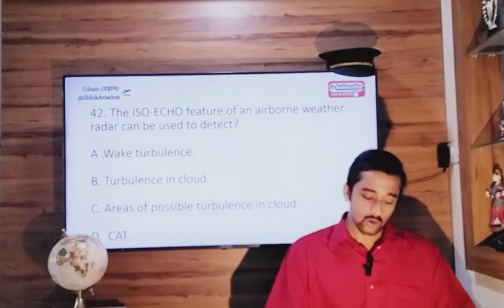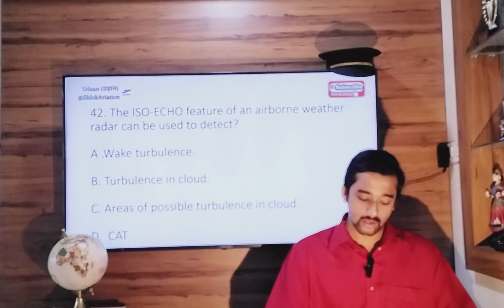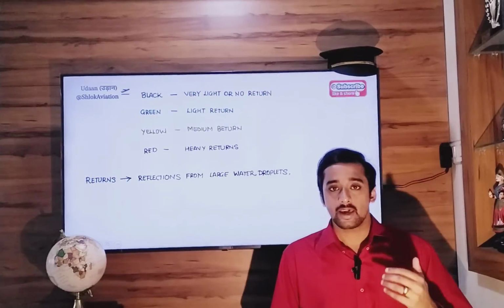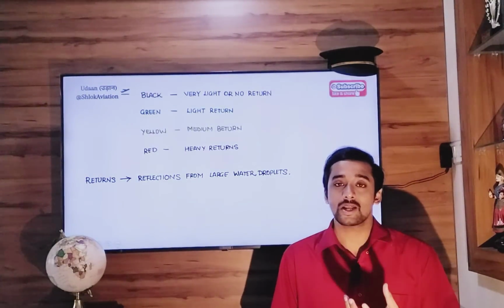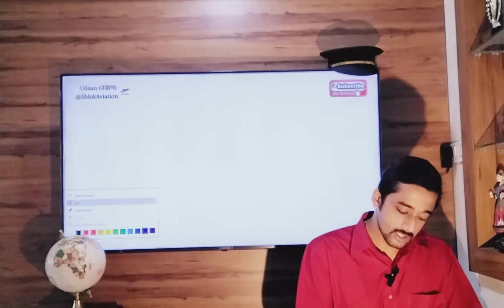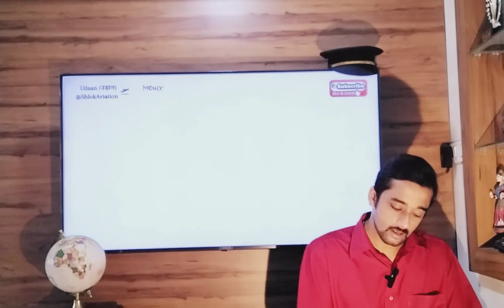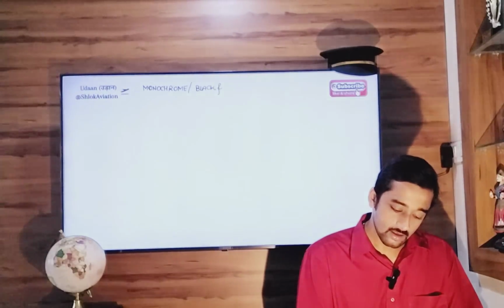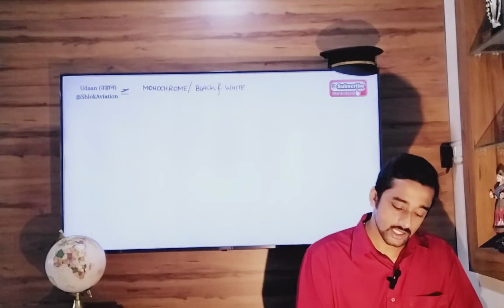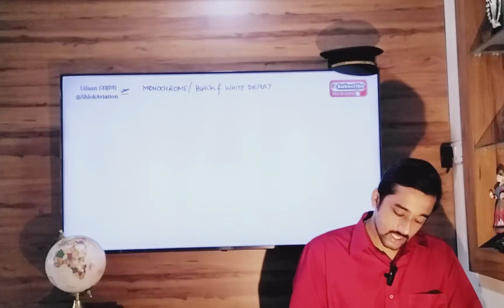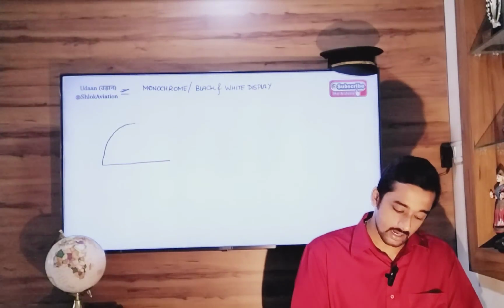42. The ISO echo feature of an airborne weather radar can be used to detect what? Now, this is one form of display in which we use colors to represent information. There is another kind of display called monochrome display, also known as black and white display. In this case, the information will be represented by black and white colors.